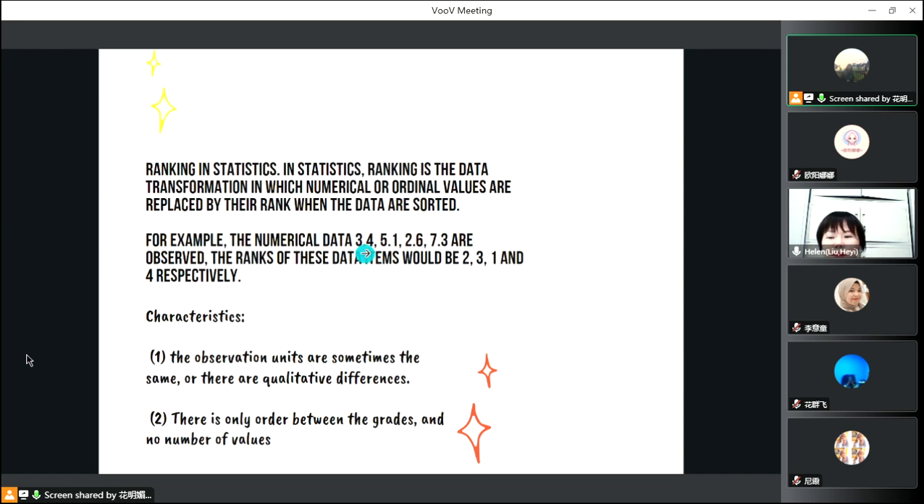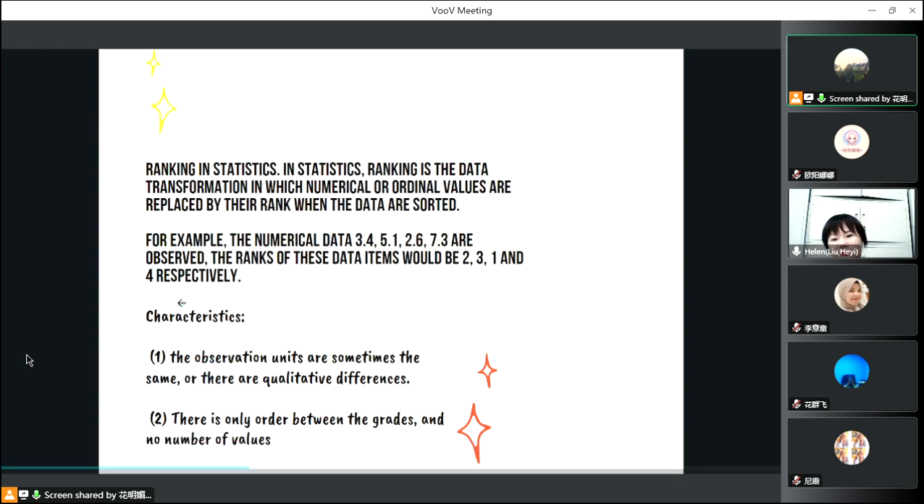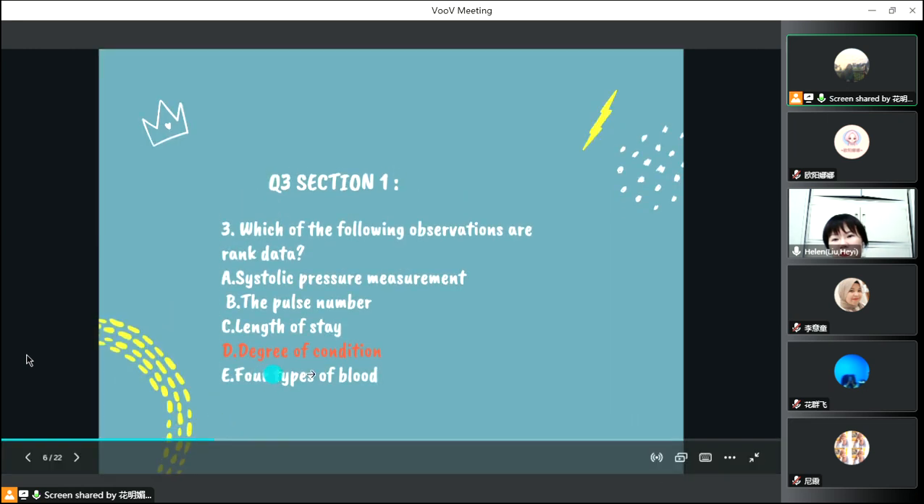The 3.4 is the second one, and 2.6 is the first one, and then 5.1 is the third one, and the last one is 7.3. And we know the characteristic of rank data is that the observation units are sometimes the same or there are qualitative differences. And there is only order between the grades and no numerical values. So that's why I choose degree of condition.